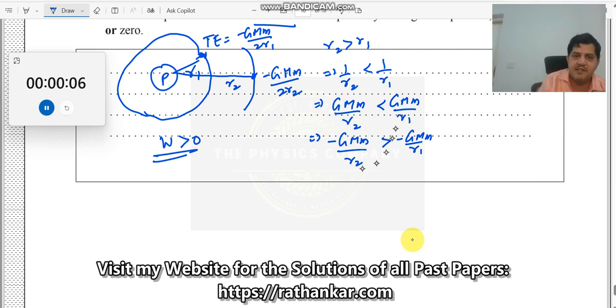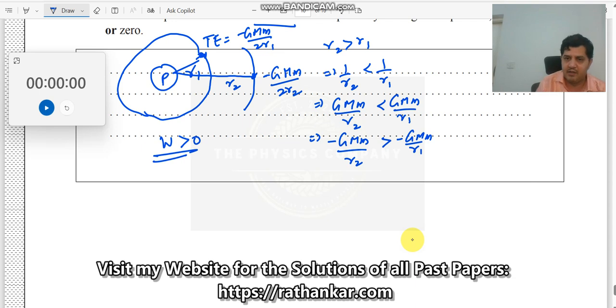So mathematically you can state it like this. Logically, you can say the gravitational pull is more here and lesser here. So in order to make the object move from one orbit to another orbit, you need to do some work. So this work done is positive. You can argue it like that also.